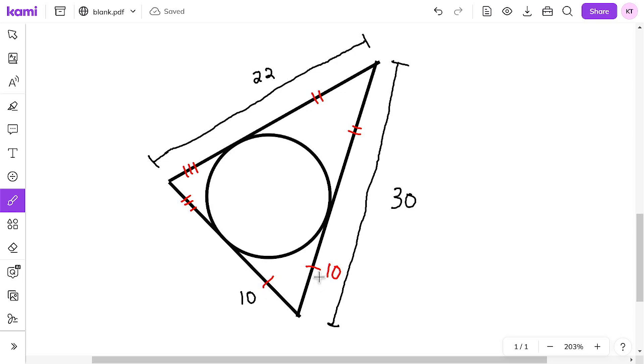So 10 and 10. That means if this is 10, this part right here will have to be 20, because 30 minus 10 is 20. And if that's 20, this will have to be 20. And if that's 20, this side will have to be equal to 2. And then this one will also be 2 as well. So that means this entire side here is going to be 12. So again, to find the perimeter, 22 plus 30 plus 12 will give me 64.